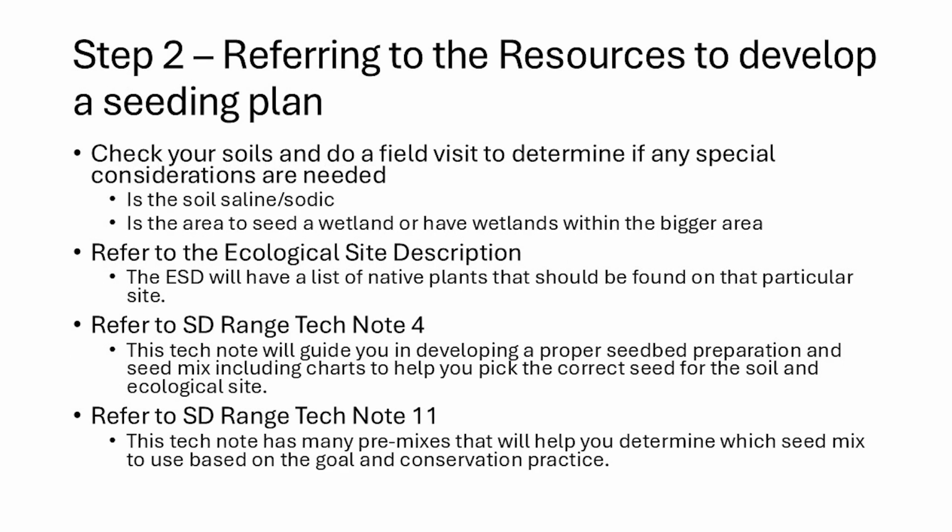Okay, so again, we want to refer back to our resources. And so this slide's up here for that. We want to check our soils. Like I said earlier today, we want to check our soils. That's our foundation. What's going to grow out there? Is there a saline area that I need to be worried about? Or do I have inclusions in that soil, such as wetlands or something like that, that I need to take into consideration when I'm working with a producer?